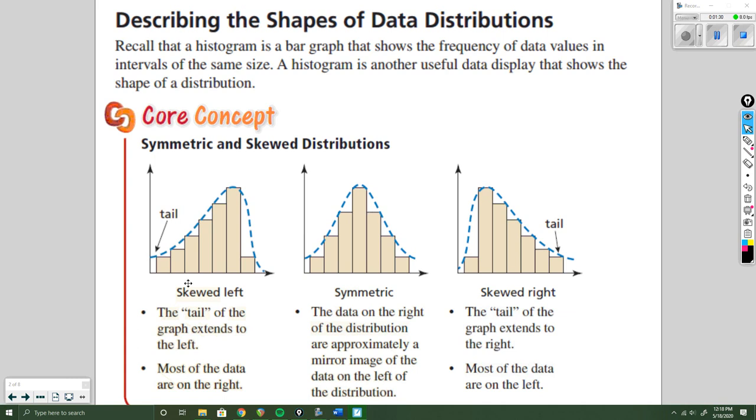A data set is skewed left when most of the data is on the right, but some outliers on the left are skewing it to the left. The tail of the data display extends to the left, and that's how we can say it skews to the left. All we have to do is take a look at the tail, and that will tell us which way it's skewed. On the right side, we have a data display that's skewed to the right, because most of the data values are on the left, but there are some outliers over here that are skewing this data set to the right. All right, so now that we know what is symmetric and what is skewed, let's move on.